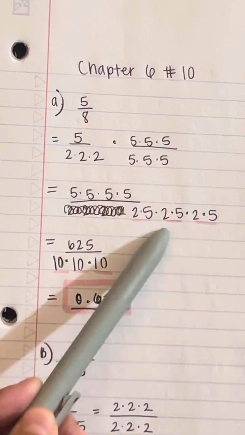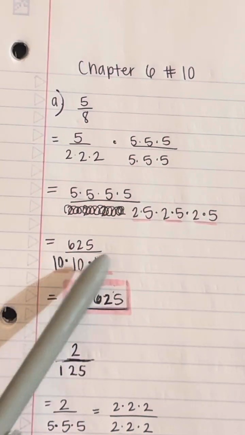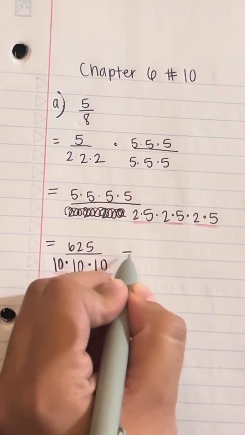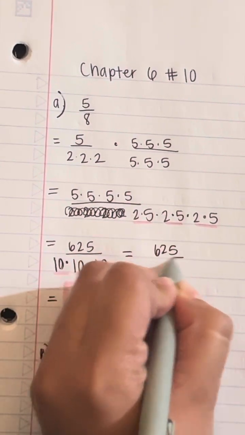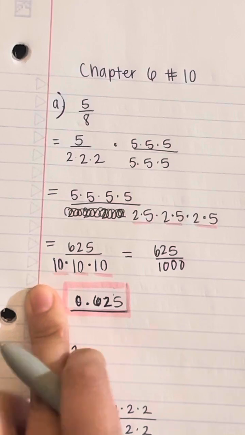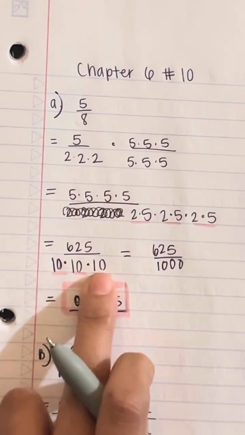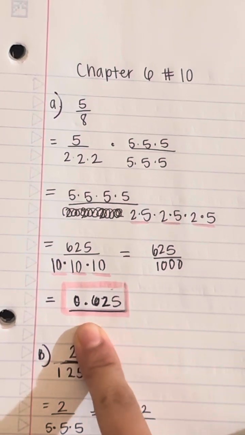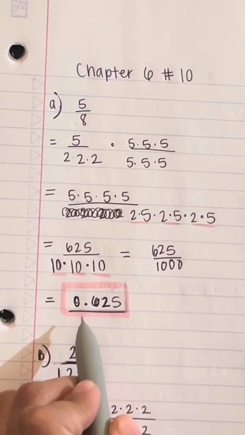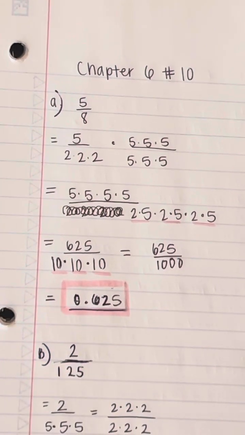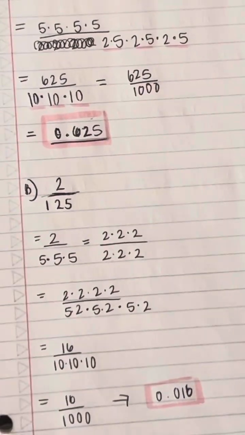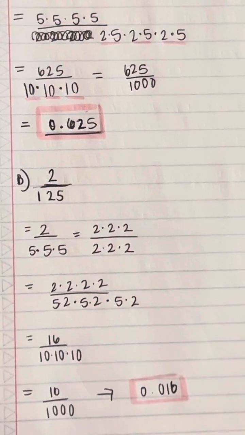Easy, you can see it visually here. 10 times 10 times 10. Keep simplifying that until that gives you, let me write it right here, 625 over 1000, because 10 to the power of 3 is 1000. And now that's easy to convert to a decimal, and my answer will be 0.625.